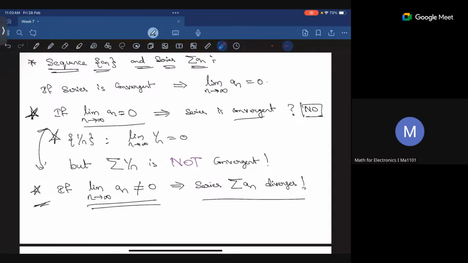Sir, the thing is, if the series converges, it implies the sequence tends to 0. This is a true fact, right? Yes, this is true, and this is true, and this is false. There are three statements I have claimed here, but out of them, this one is false. The other two are true. Okay, sir, got it.